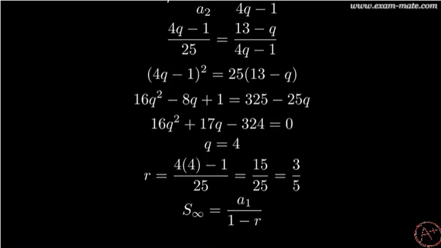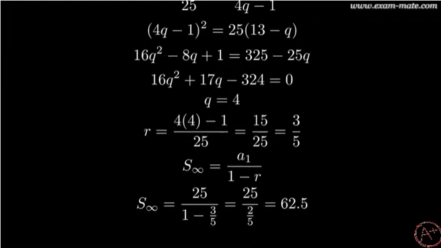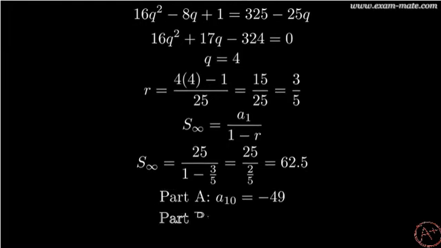Since the absolute value of r is less than 1, the sum to infinity exists and equals a_1 over 1 minus r. This gives us 25 over 1 minus 3/5, which equals 62.5. Therefore, the 10th term of the arithmetic sequence is negative 49, and the sum to infinity of the geometric sequence is 62.5.